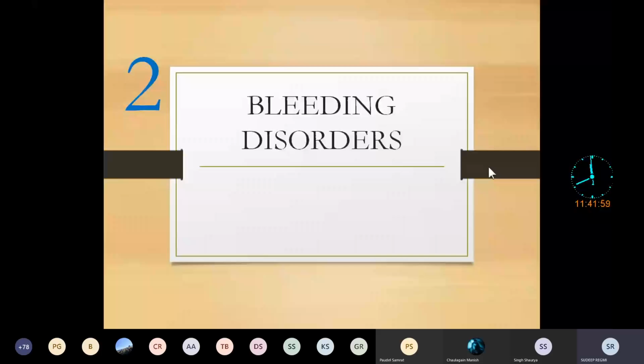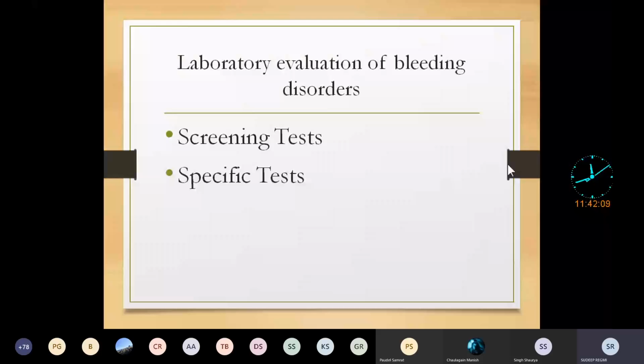Now we are talking about the laboratory evaluation of bleeding disorders. We are today talking about the screening tests, not about the specific tests. Whenever there is a bleeding disorder in any patient, then we have to do initially the screening test.